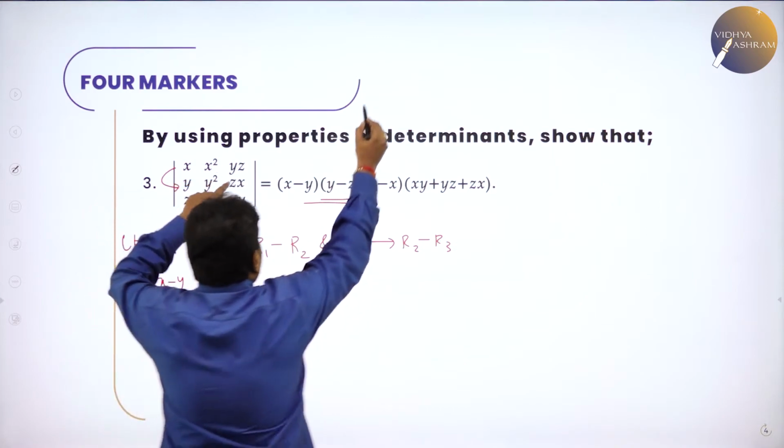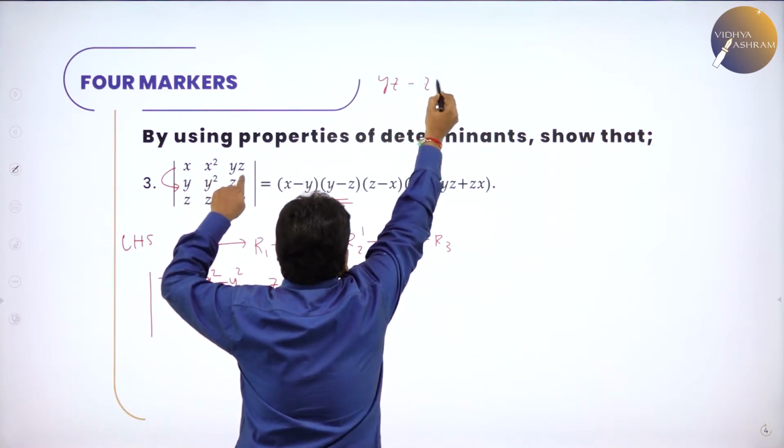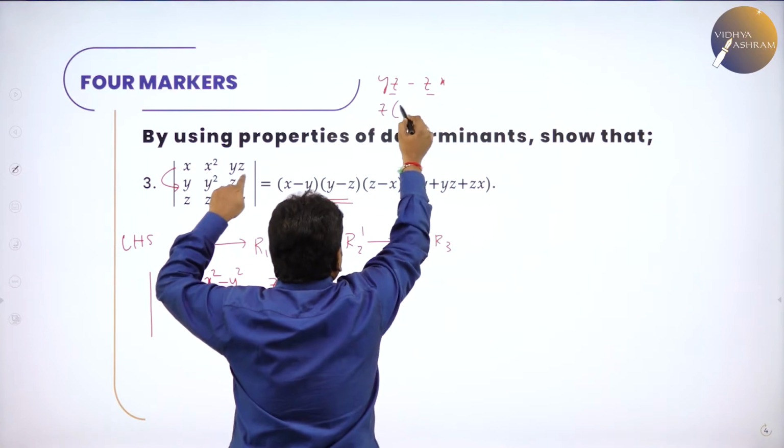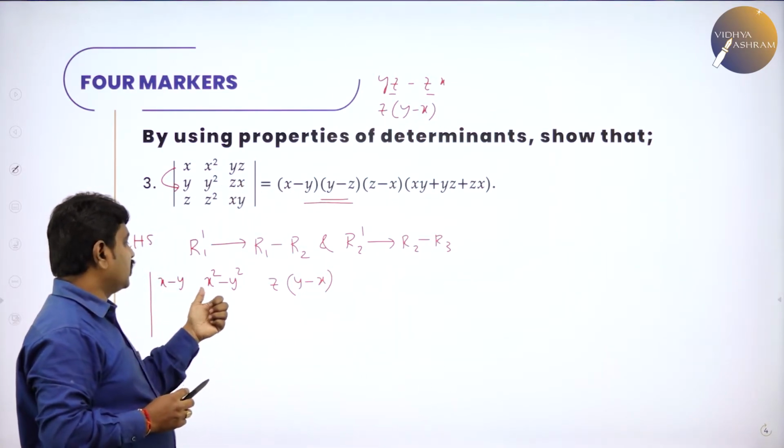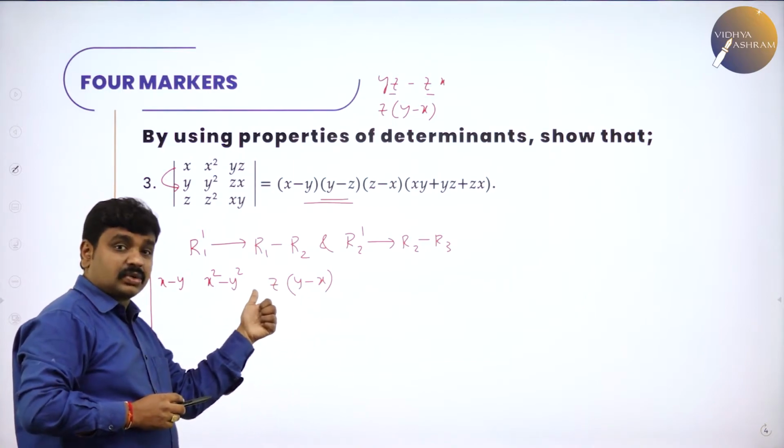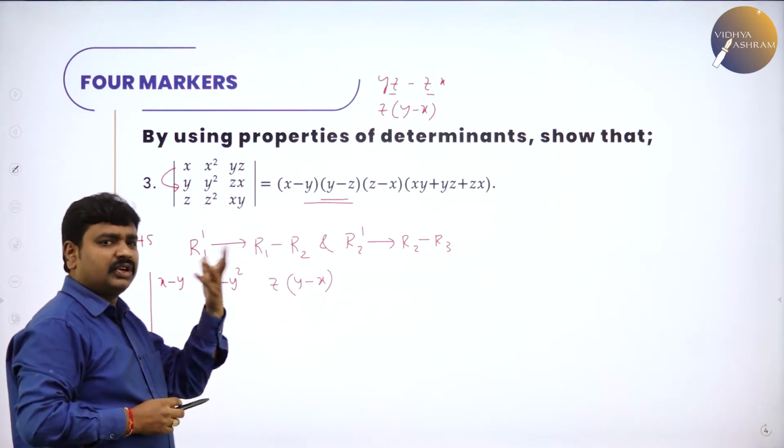It actually becomes yz minus zx. In these two, z is common. I took it out and it is y minus x. When I observe this, here I have x minus y, x minus y, and if I take minus out, it will become x minus y. That we'll do in the next step.